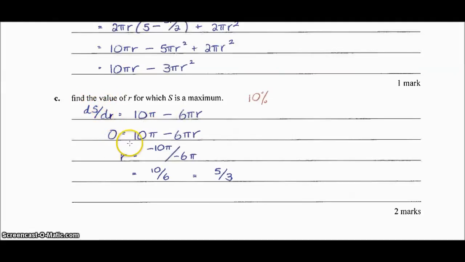Set that equal to 0, you get 0 equals 10 pi minus 6 pi r. Solve for r, you get minus 10 pi on negative 6 pi, which is, the pi's cancel, which gives you 10 on 6, which is 5 on 3, and that's the end of the paper.